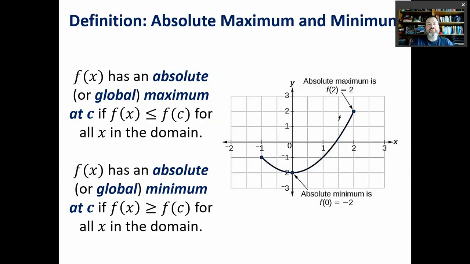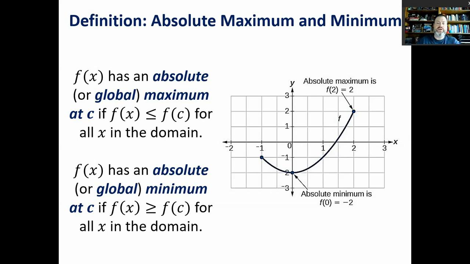So we're going to start with the definition of an absolute maximum and minimum. These are sometimes called global maximum or minimum. And the idea is that an absolute maximum is the highest point on its graph. So everywhere on the domain, look for the highest y-coordinate. That's your absolute maximum. So you can see here, the maximum here is 2. And it occurs at x equals 2. So the maximum is y equals 2. And if we talk about the x-coordinate, then you have to list that as well.